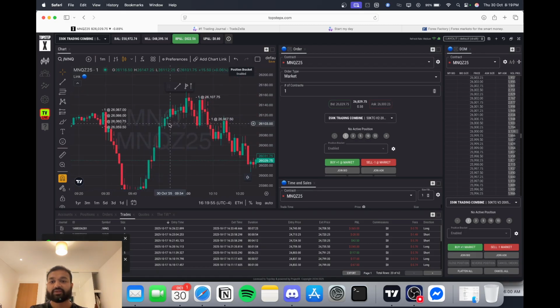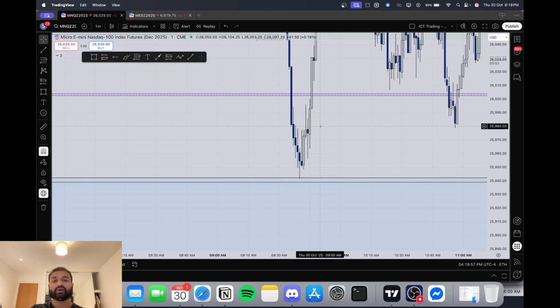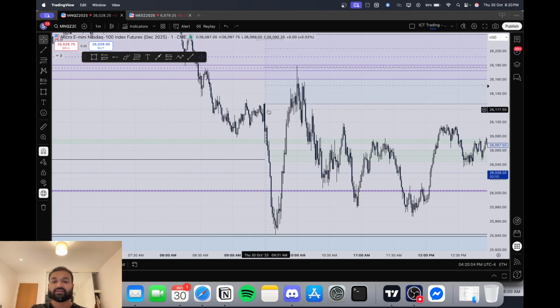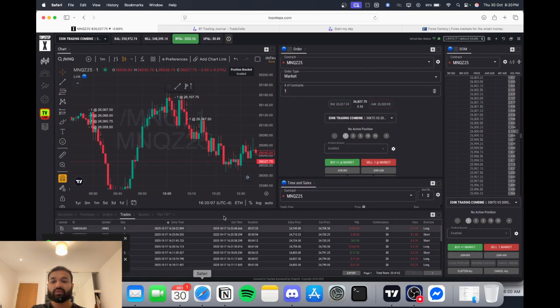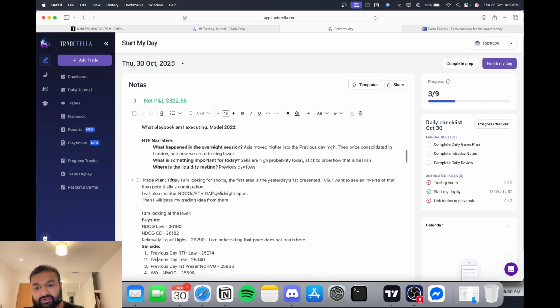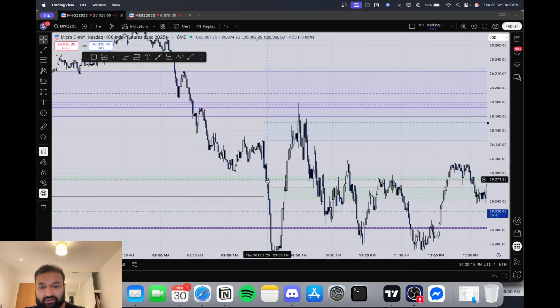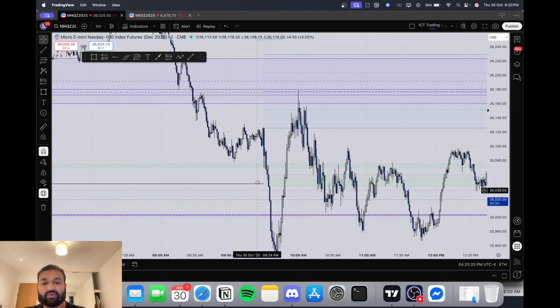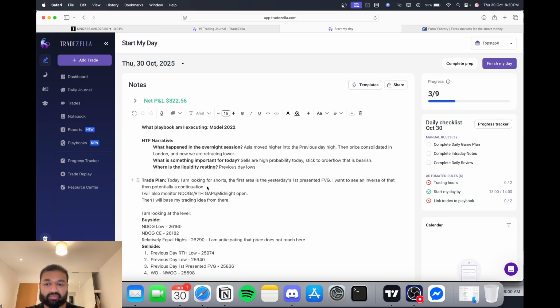Second trade, what did I wait for? So I knew we were bearish. So I didn't just wait for price to come here and then reverse. I waited for price to take out this. Why? Well, my original plan was actually, if I read my trade plan, today I'm looking for shorts. The first area is yesterday's first presented fair value gap, which I already took the trade here. I want to see an inversion of that then potentially a continuation. So that's exactly what happened. I wrote this before it even happened.